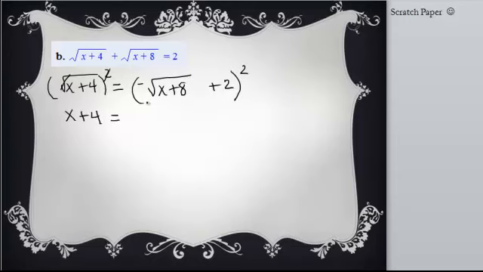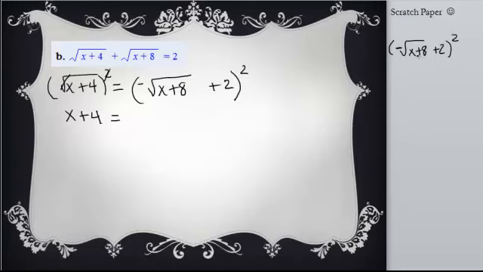You cannot just cross off these because you have this plus 2 in here. You actually have two terms. So we have to do like we did on that previous page and multiply everything out. I don't think there's enough room here, but I'll try. Negative square root of x plus 8 plus 2 times itself. Well, I'll just do that again.